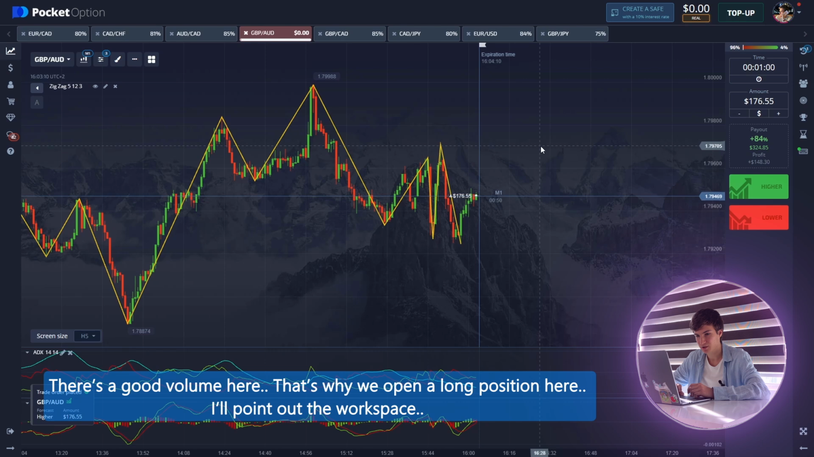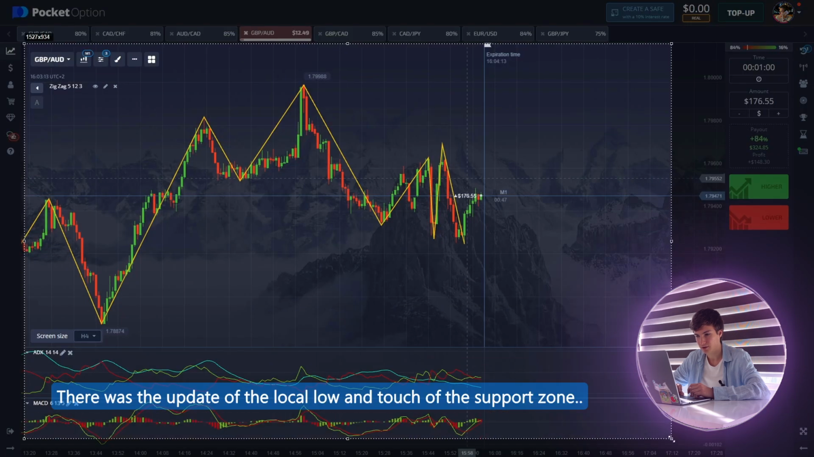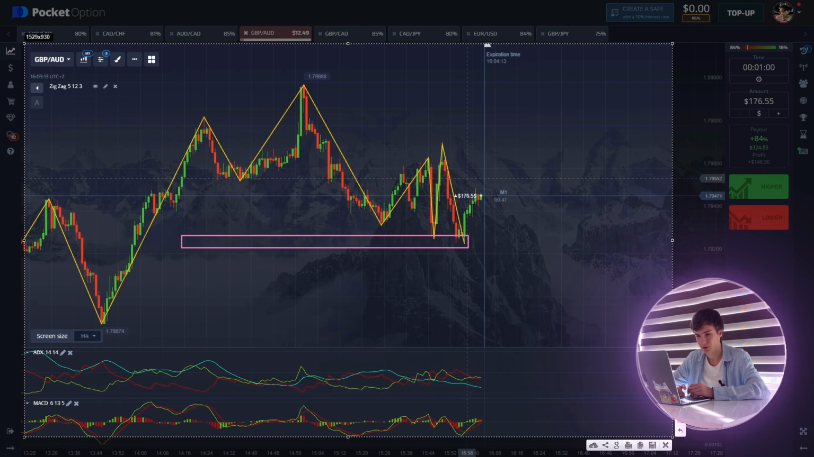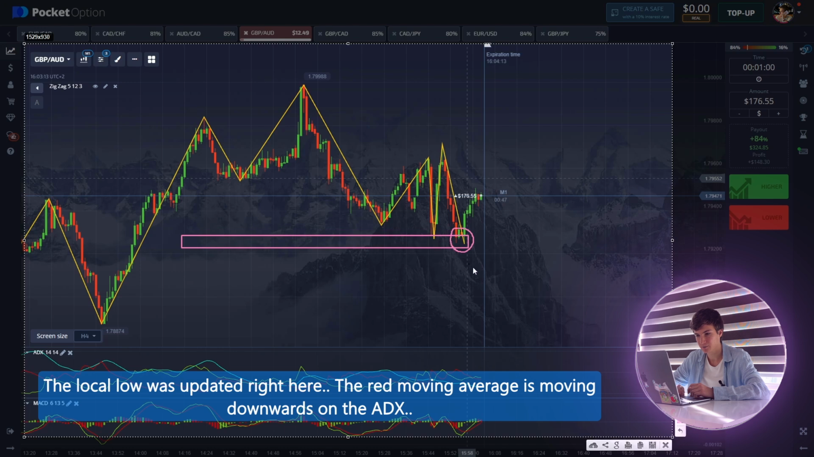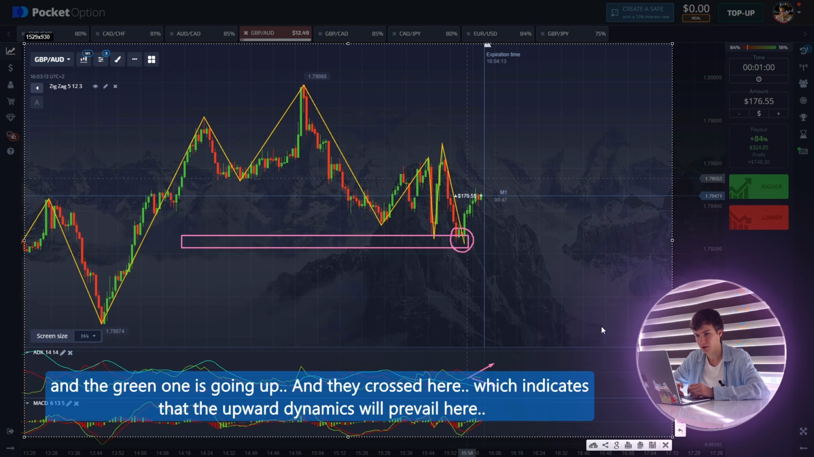That's why we open a long position here. I'll point out the workspace. There was the update of the local low, a touch of the support zone. The local low was updated right here. The red moving average is moving downwards on the ADX, and the green one is going up, and they are crossing here, which indicates that the upward dynamics will prevail here.